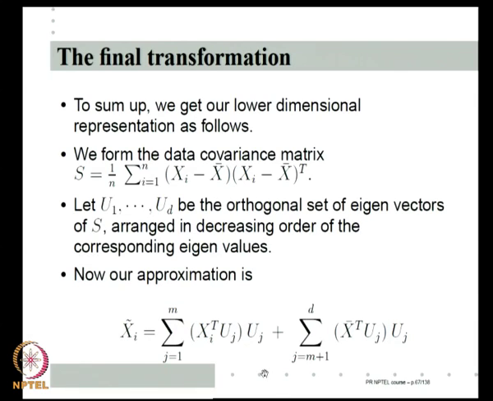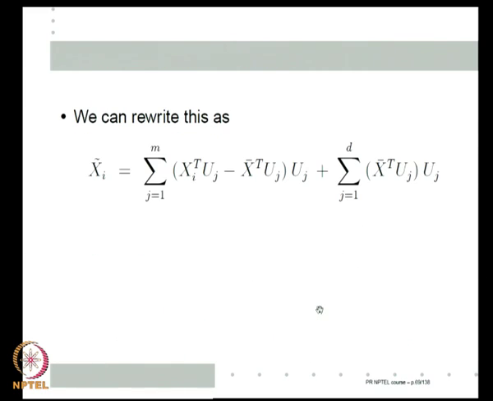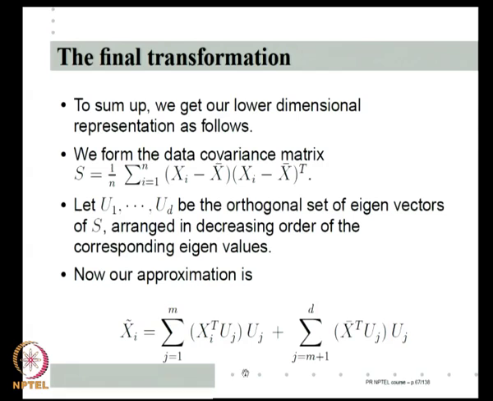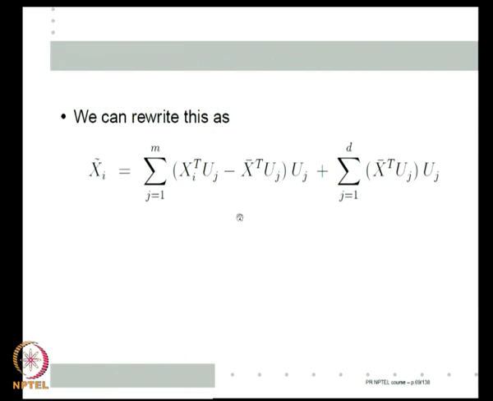I can slightly rewrite it. What I can do is, from each of these terms I can subtract x bar transpose uj and then add x bar transpose uj. That means I will be adding the sum for j equal to 1 to m of x bar transpose uj to this term. So, I can write my x tilde as the sum for j equal to 1 to m of xi transpose uj minus x bar transpose uj. What I did is, from each of these terms I subtracted x bar transpose uj. So, now I have this, plus the other term, the sum for j equal to 1 to d of x bar transpose uj.